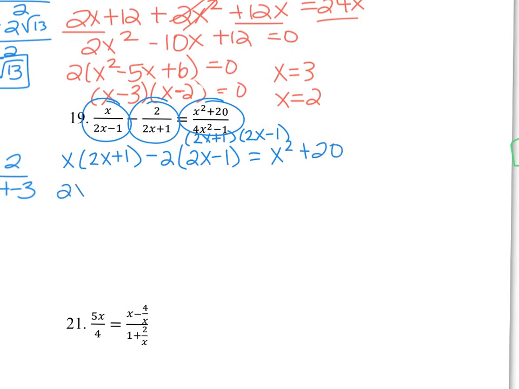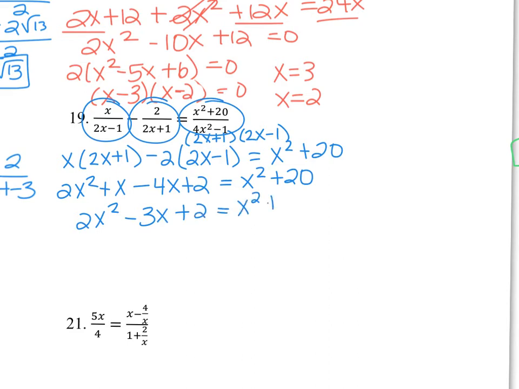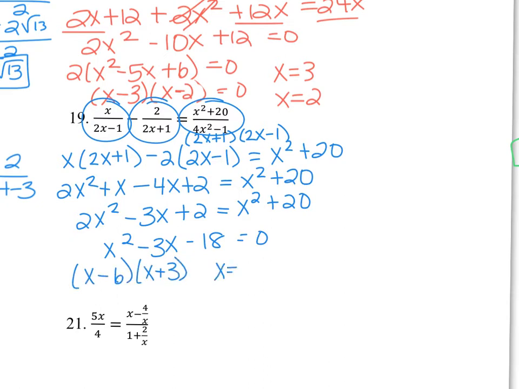So now I have 2x squared plus x minus 4x plus 2 equals x squared plus 20. So now I have 2x squared minus 3x plus 2 equals x squared plus 20. So now I'm left with x squared minus 3x minus 18 equals 0. So I have x minus 6 and x plus 3. So x equals 6 and negative 3. So let's go ahead and check. I will check 6 first.